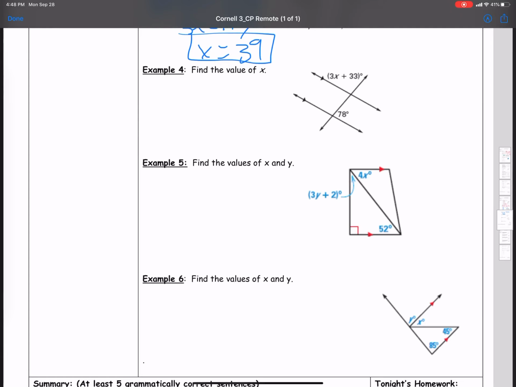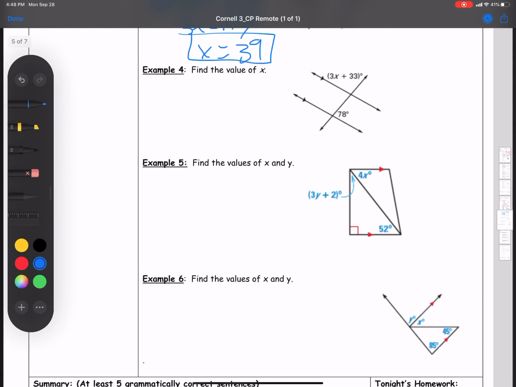Find the value of x. Okay. Now, you might look at these and say, hey, this is not one of my angle pairs. They're not corresponding, they're not alternate exterior, they're none of them. Well, let's think about this. If these are parallel lines, if this angle here is 78, so is this one.